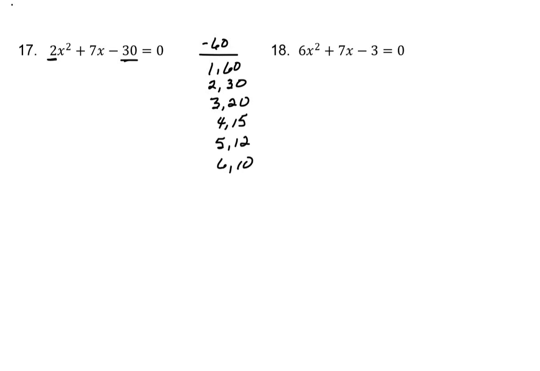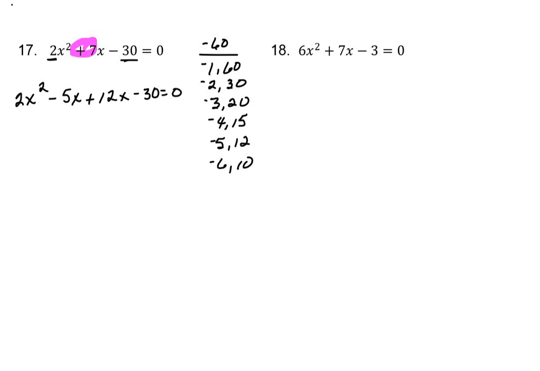Now I want to be sure that I multiply two numbers that give me negative 60. That means one of the numbers is positive and one of them is negative. And if I want them to add to be a positive 7, that means my bigger number has to be the positive and my smaller number has to be the negative. So what I'm going to have is 2x squared minus 5x plus 12x minus 30.